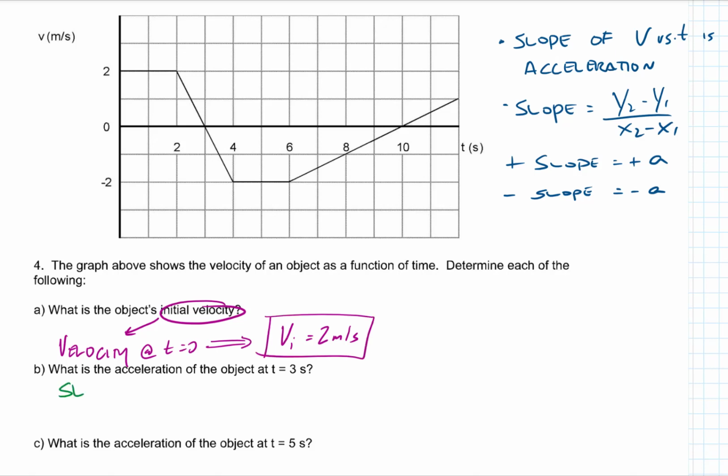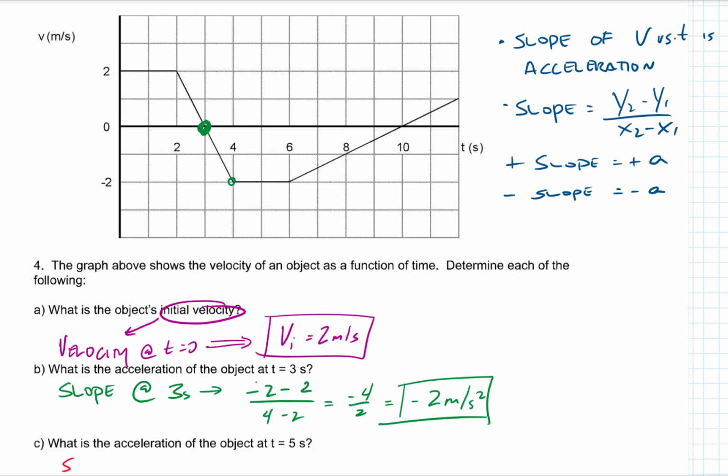What is the acceleration of the object at 3 seconds? The acceleration is going to be the slope at 3 seconds. So if we look at 3 seconds, I want the slope of that entire line. So that's the y2, negative 2, minus y1, positive 2, over x2, 4, minus x1, 2. So that gives me negative 4 over 2, or the slope there is negative 2 meters per second squared.